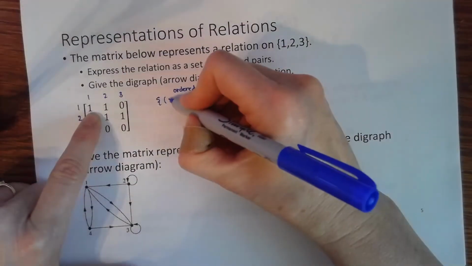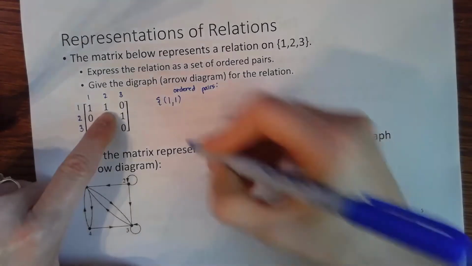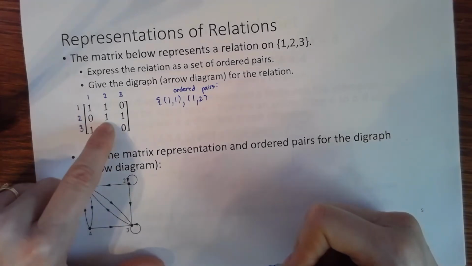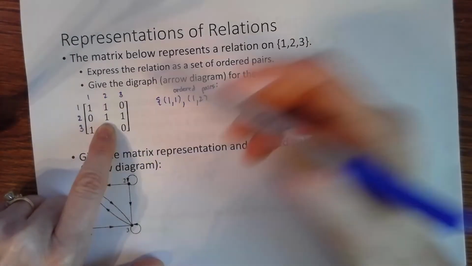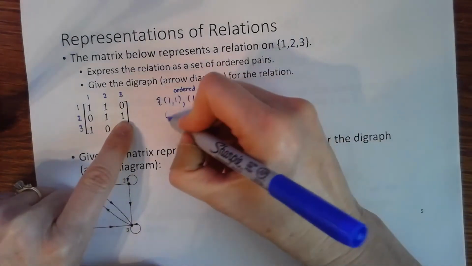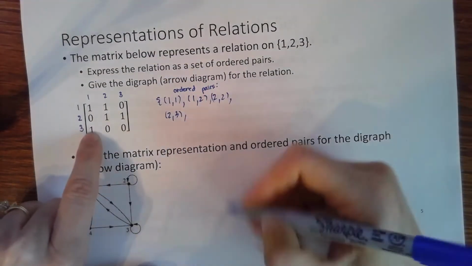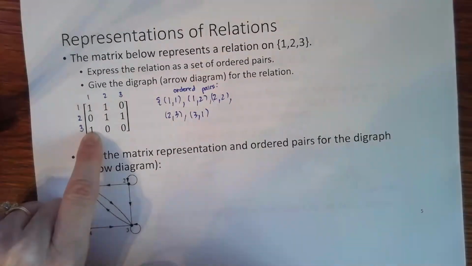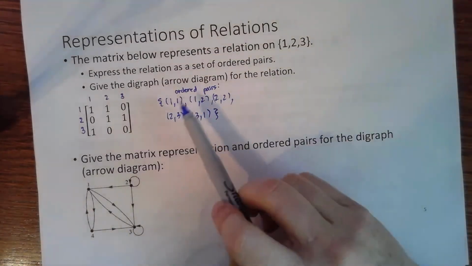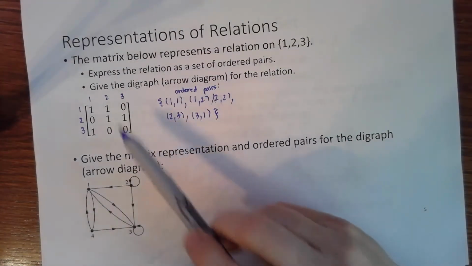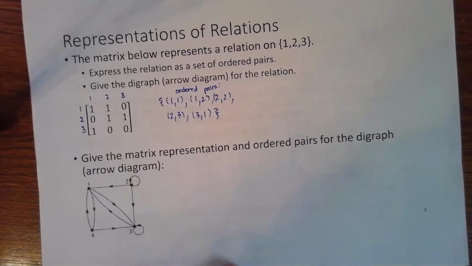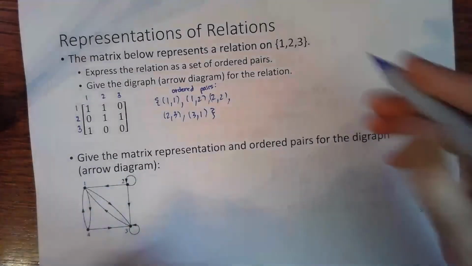So this one means that 1 is related to 1. And then this one means that 1 is related to 2. There's no relation here, no relation here. This one means that 2 is related to 2. This one means that 2 is related to 3. And then this one means that 3 is related to 1. There's no more 1s, so notice that the number of ordered pairs should match the total number of 1s. So there's 1, 2, 3, 4, 5 1s, and 1, 2, 3, 4, 5 ordered pairs. Now let's look at the digraph.